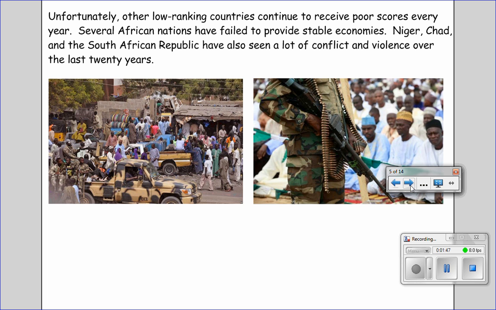Unfortunately, other low-ranking countries continue to receive poor scores every year. Several African nations have failed to provide stable economies. Niger, Chad, and the South African Republic have also seen a lot of conflict and violence over the last 20 years.